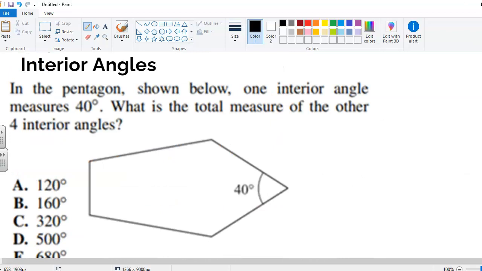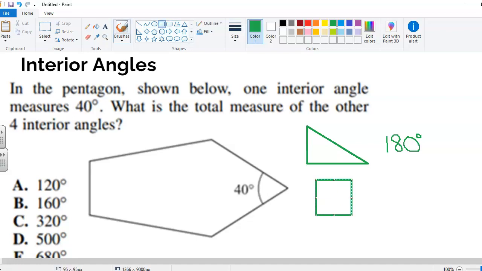Okay, so now we're going to get into some more angle relationships, and we are dealing with a pentagon. One interior angle measures 40 degrees. What is the total measure of all 4 of the other ones? So in this case, the best way to remember this, if you don't know where to go, is to begin with what we do know. In the last problem, we just talked about how triangles have angles that add up to 180 degrees. Okay, so if you have a triangle, it adds up to 180.